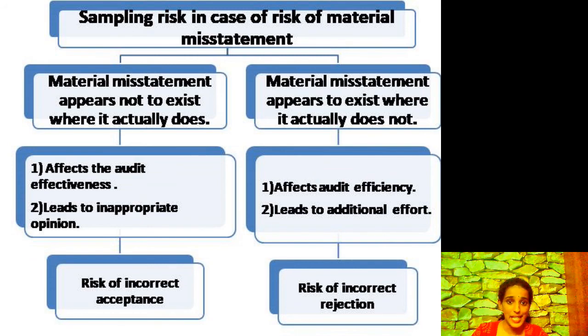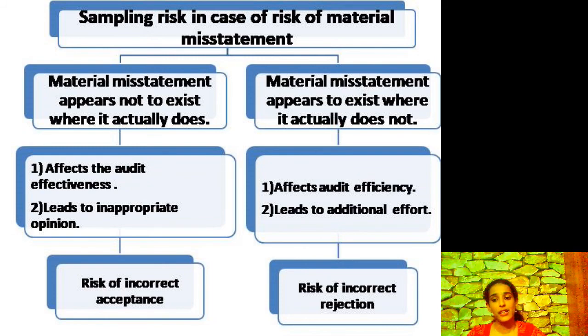But in the actual case, the controls are effective and there is no material misstatement, as there is no fraud or theft happening. In such cases, what happens? Because of the auditor's wrong judgment with respect to the existence of material misstatement, it has increased his effort. He is performing more audit procedures, affecting the audit efficiency, and additional audit effort is required. So this particular case is again a case of risk of incorrect rejection, and the other one is risk of incorrect acceptance. So these two are the sampling risks associated with test of controls and also with risk of material misstatement.